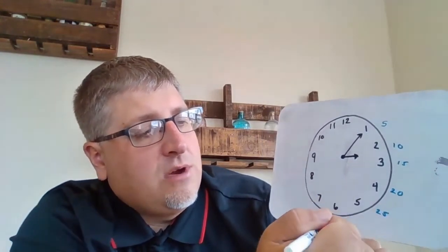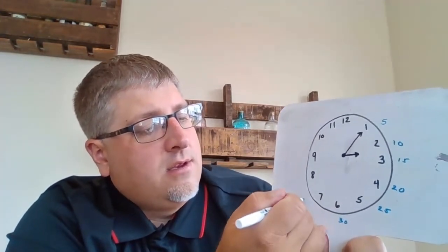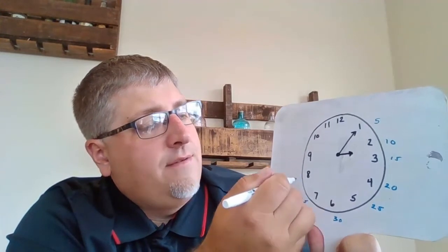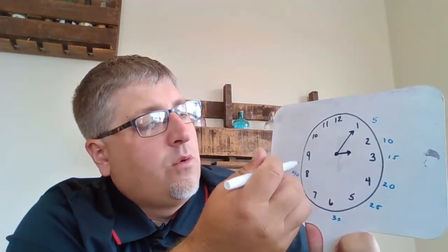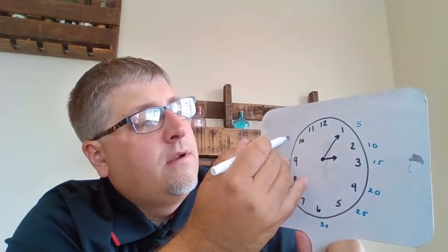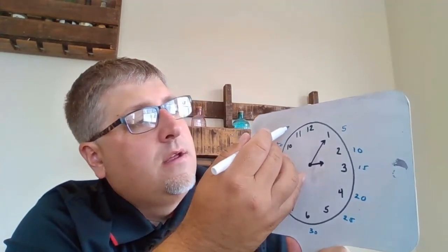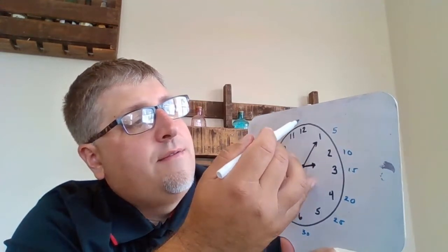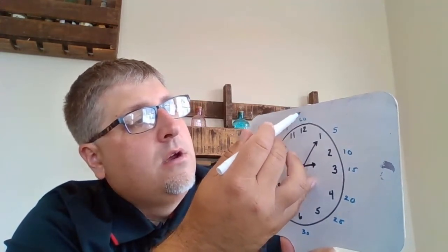4 is going to be 20. 5 is going to be 25. 6 is going to be 30. 35, 40, 45, 50, and 55 brings us to 60, or we could start with 0 up there.